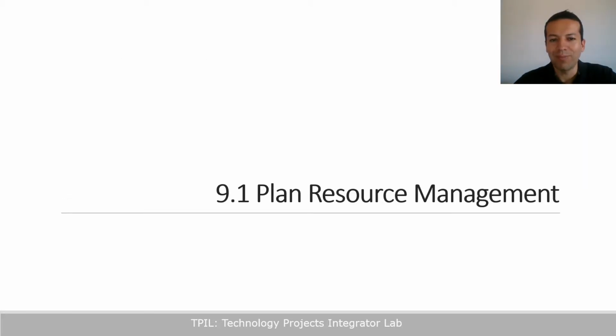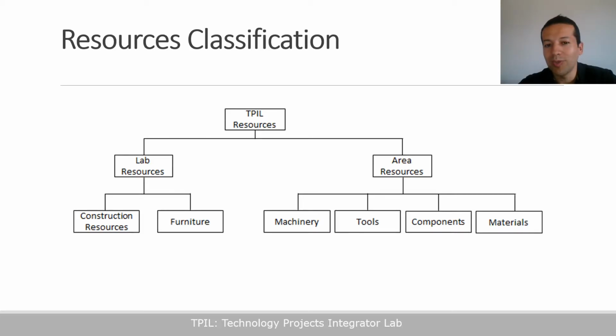Now let's see the plan resource management process. Resources will be categorized into lab and area resources. The former has to do with general resources and the latter refers to technology resources required by each area that will be part of TPIL. These resources are machinery, tools, components, and materials.